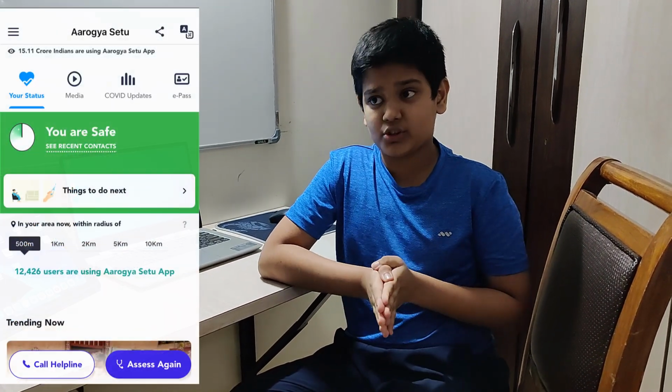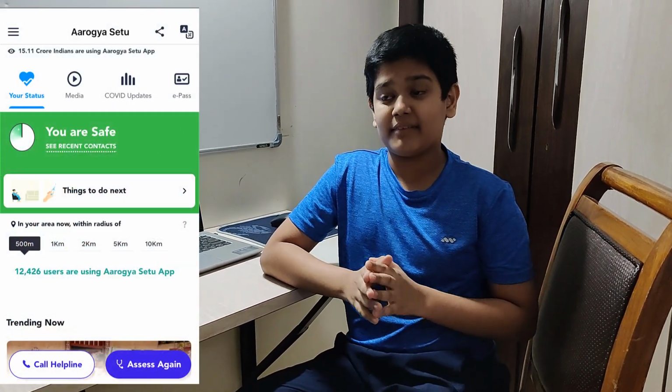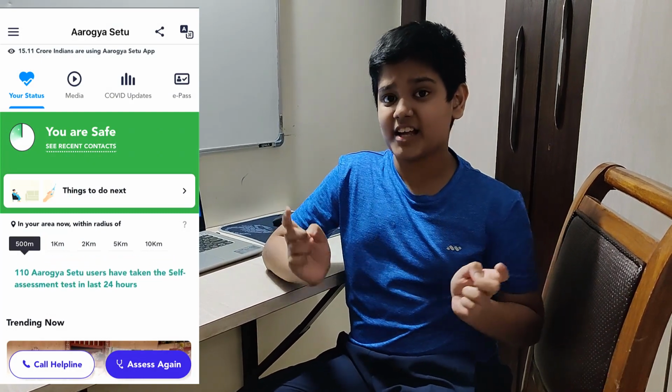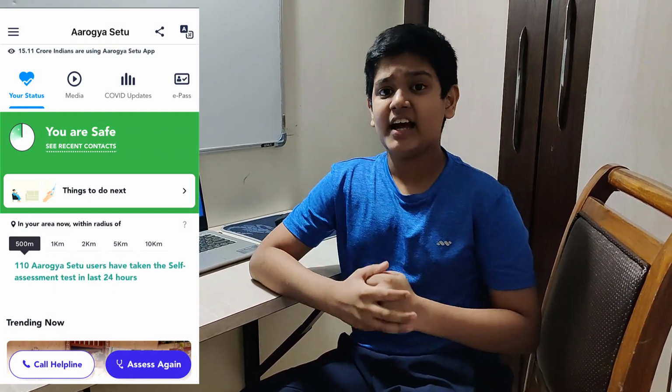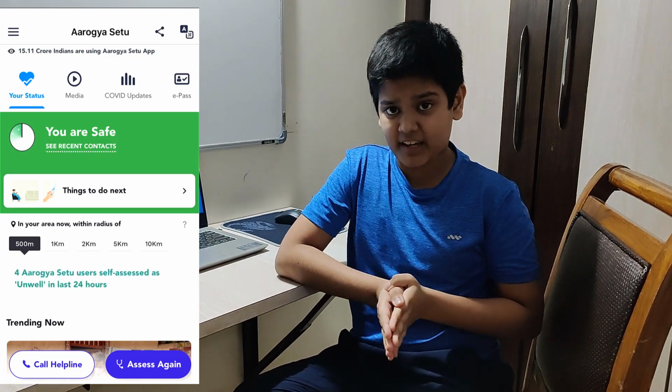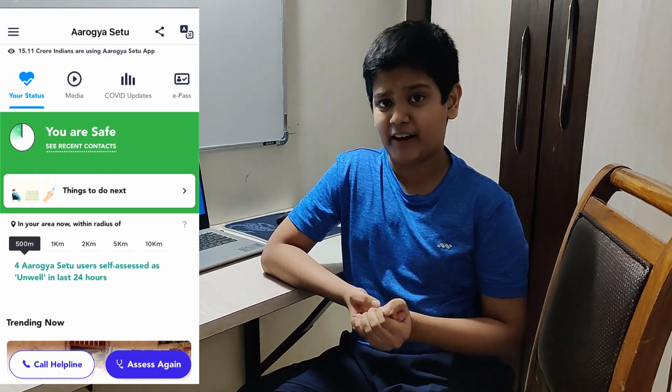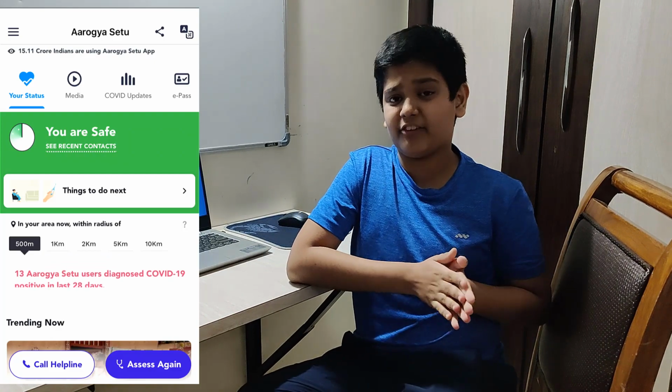Now, at the end of the day, all the data will be collected and sent from the server back to your device so that it can display all the information in a particular manner, like how many users have been using Aarogya Setu, how many people have done the self-assess in a particular radius, how many have said that they are unwell, and finally how many have said that they are COVID-19 positive.